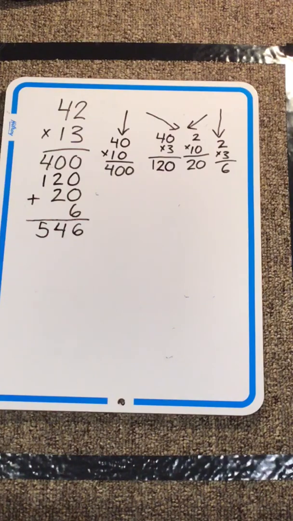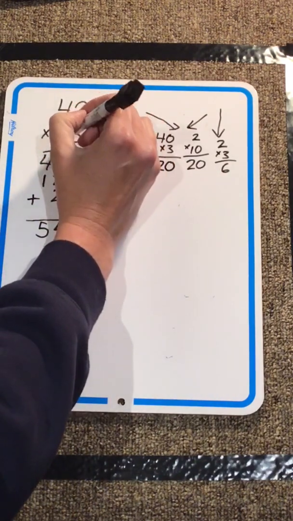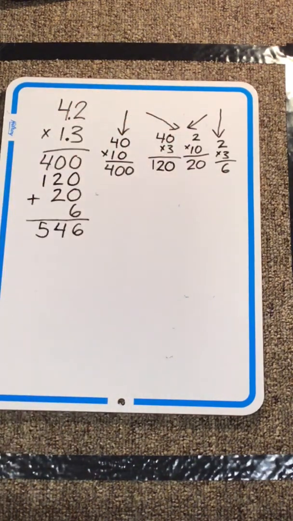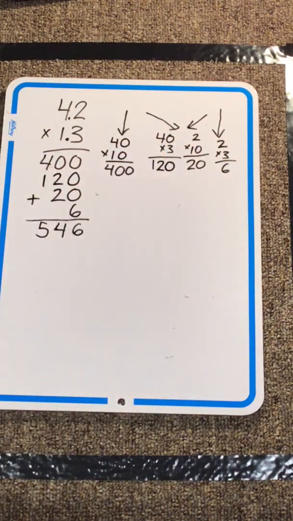What if one or more of the numbers has a decimal point? So what if there was a decimal point here and here? This whole multiplying thing that we've just done is all going to be exactly the same, right? We're going to ignore those decimal points and pretend they're not even there and that it's really 42 times 13. Okay, once we've done all the multiplying, now we just have to put the decimal places in.